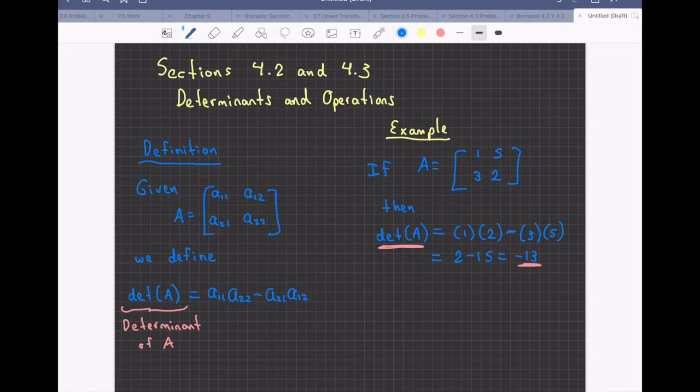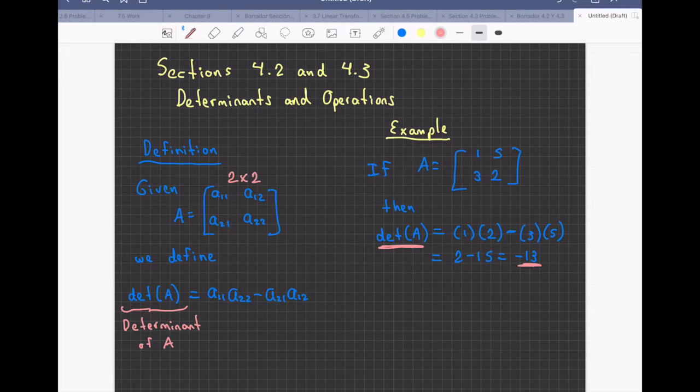Now, part of the purpose of these two sections is that we can define a determinant for any square matrix with size n by n. I want to point out that we start with a definition for a 2 by 2 matrix. The determinants are going to be defined only for square matrices. Remember, a square matrix has the same number of rows as columns.